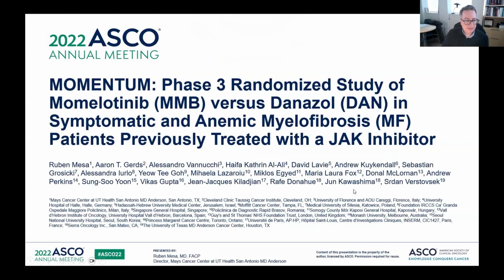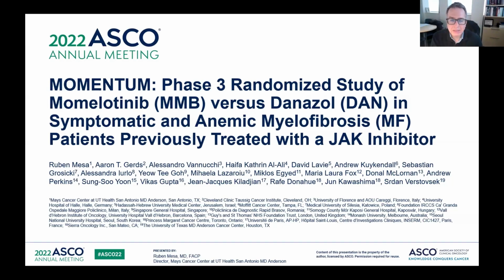Now, in the remaining time I have, what I thought I would go through are some data sets just to give you a feel of when we are evaluating drugs. In this case, this is the MOMENTUM study for momelotinib, which is Ojjaara, which was a randomized phase 3 study comparing the JAK inhibitor momelotinib to danazol. Danazol is a synthetic male androgen used for probably 30 to 40 years in trying to improve anemia, but it's not really an MF-directed therapy.